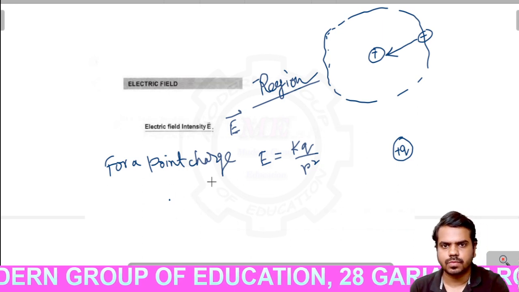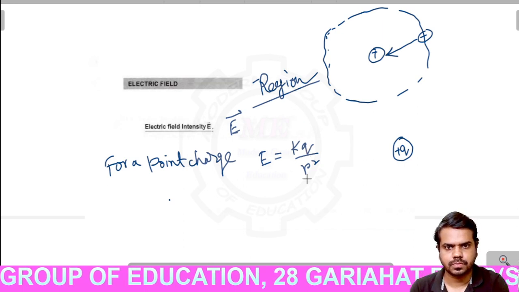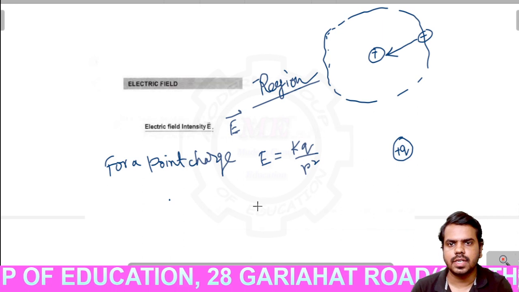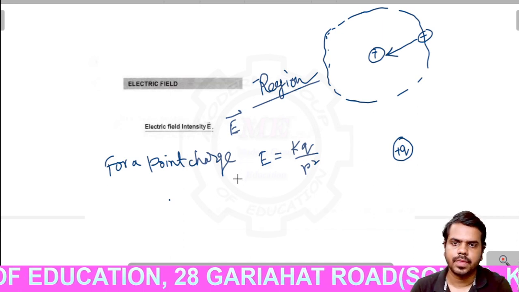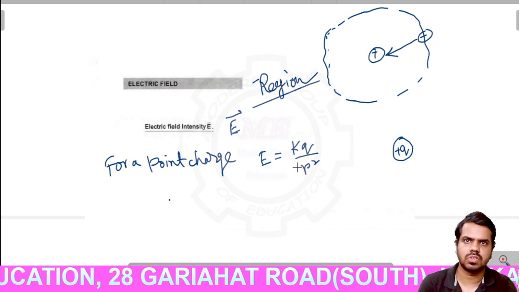So for a point charge, E is equal to kq by r square, but different charges have different electric field intensity values. For a point charge it is kq by r square, where k is known as the Coulomb constant. We already know that.